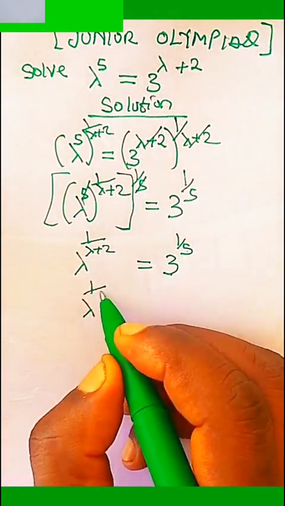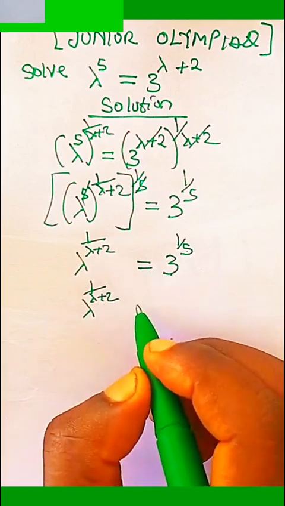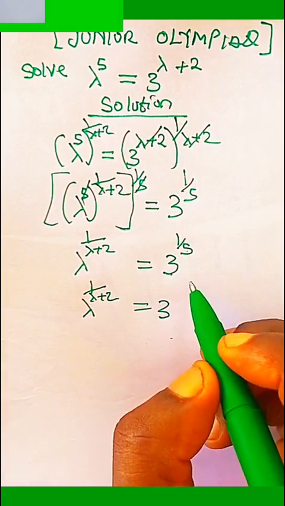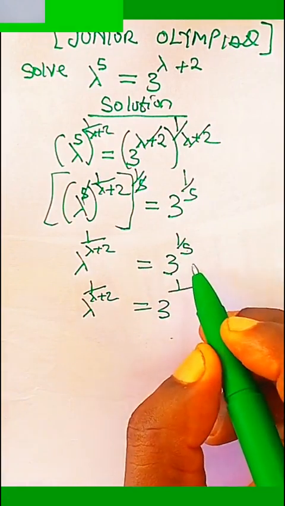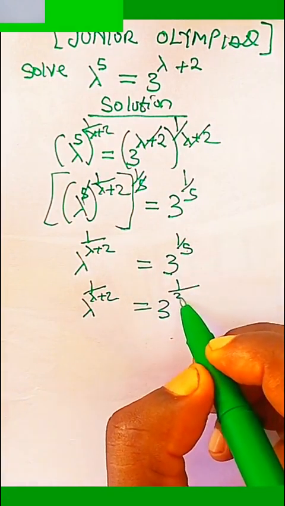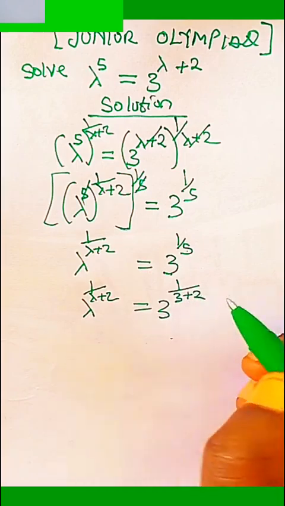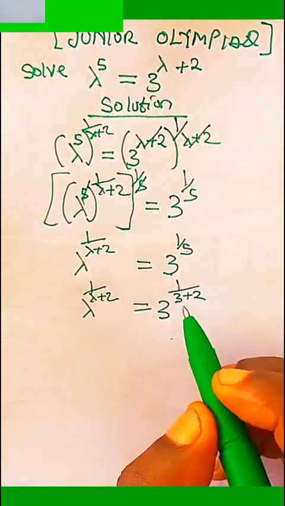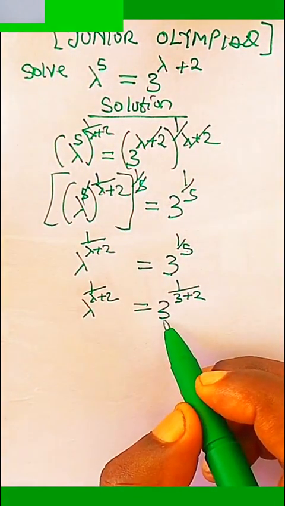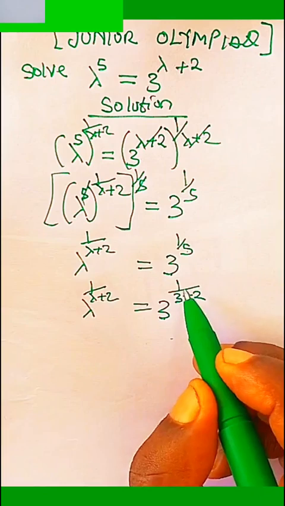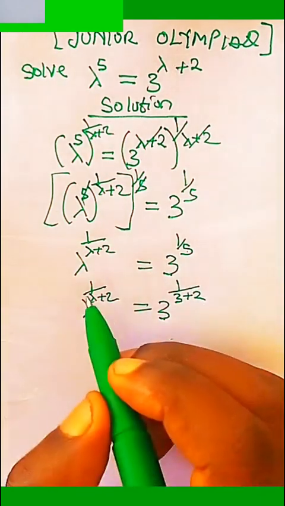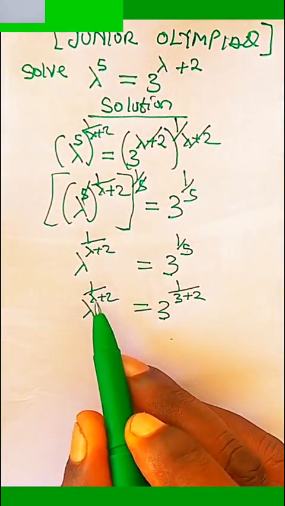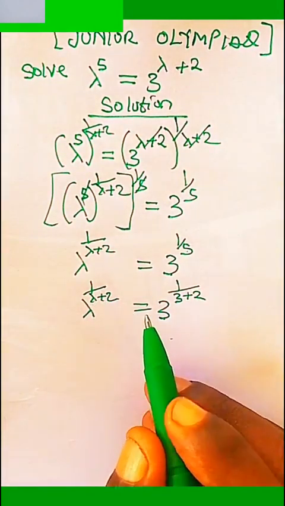Lambda to the power 1 over lambda plus 2 equals 3 to the power. Let us do something legal here. 1 over, instead of 5, we'll say 3 plus 2. You can see 3 plus 2 is still 5. And here you have the base is 3, and the power is 1 over 3 plus 2. And here, can you see the example is here? Lambda to the power of 1 over lambda plus 2.